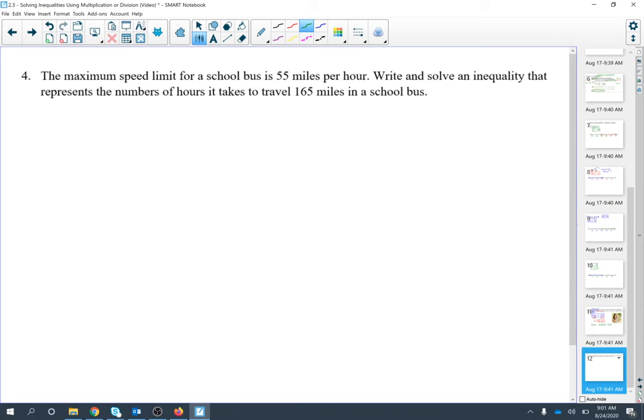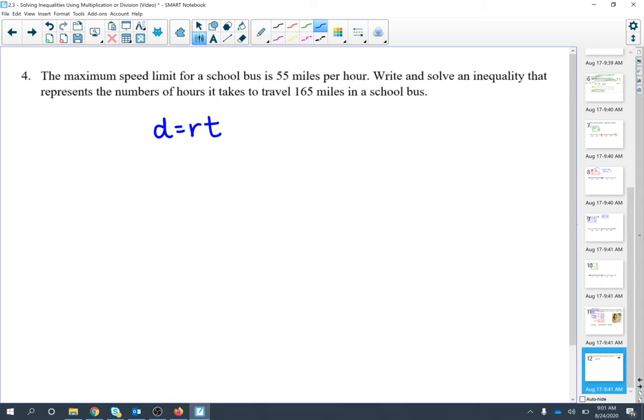Example 4. The maximum speed limit for a school bus is 55 miles per hour. Write and solve an inequality that represents the number of hours it takes to travel 165 miles in a school bus. Now, the first thing I'm looking at is we're talking about miles per hour, we're talking about miles. Do we remember distance equals rate times time?